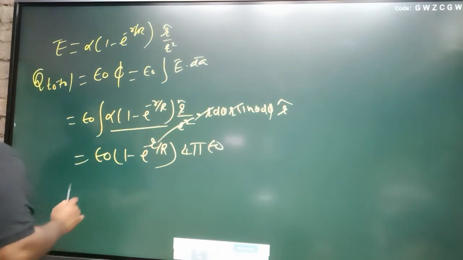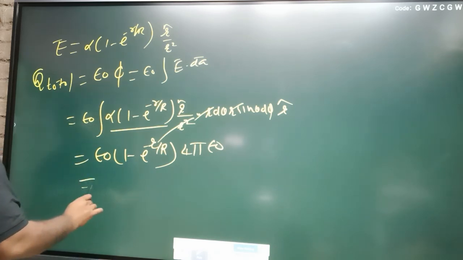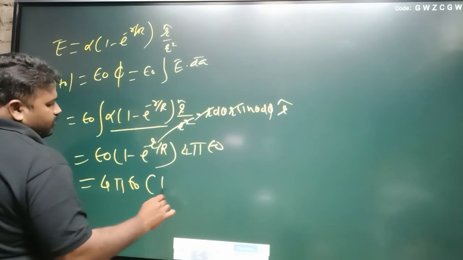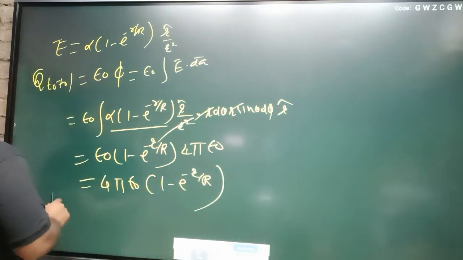Okay, this is a 3 marks problem. 4 pi epsilon naught times 1 minus e to the power minus small r upon capital R. This is the value of Q total.